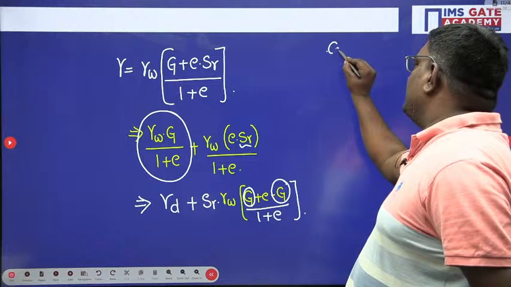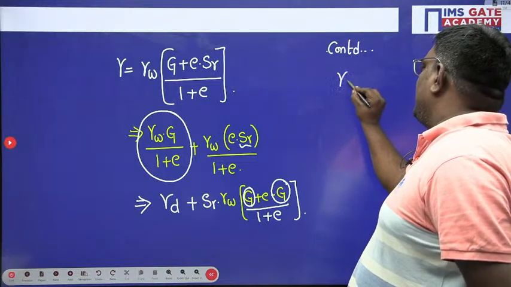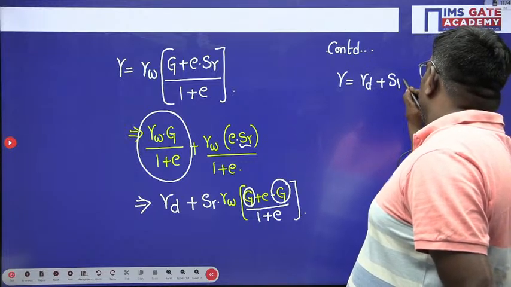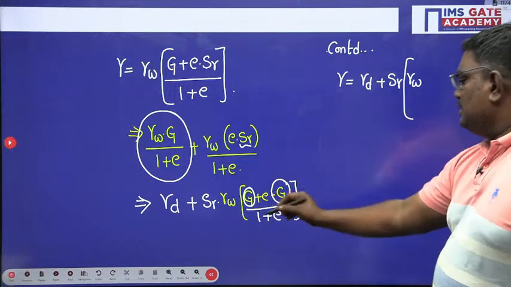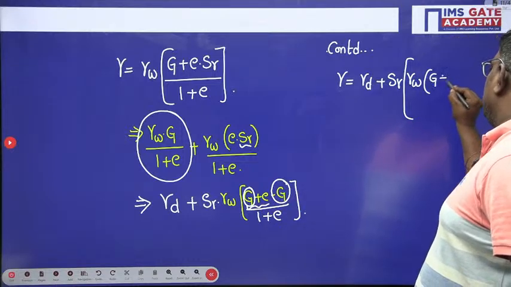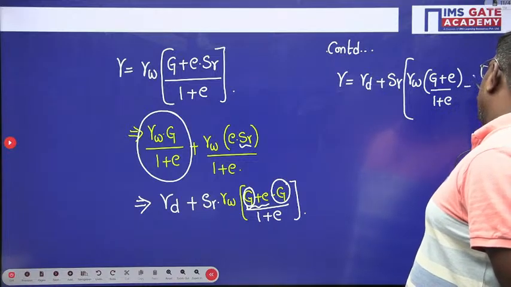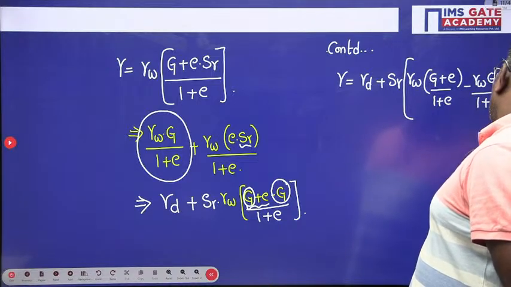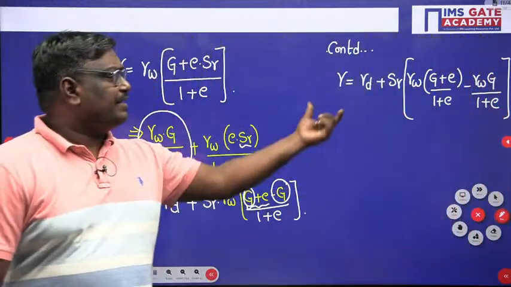Now if I do the continuation here, gamma can be written as gamma D plus SR into gamma W. See students, here I will take SR common, G plus E I will take as one term, gamma W into G plus E upon 1 plus E, minus gamma W into G upon 1 plus E. So you can understand why I have written it like this. So please go through this equation.